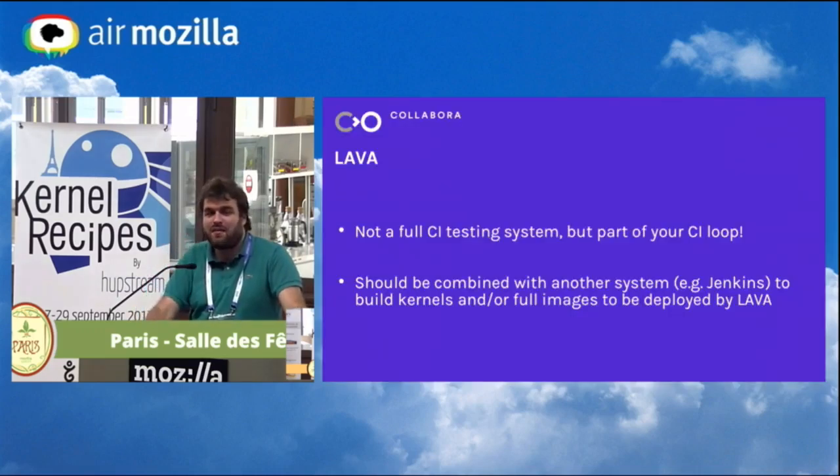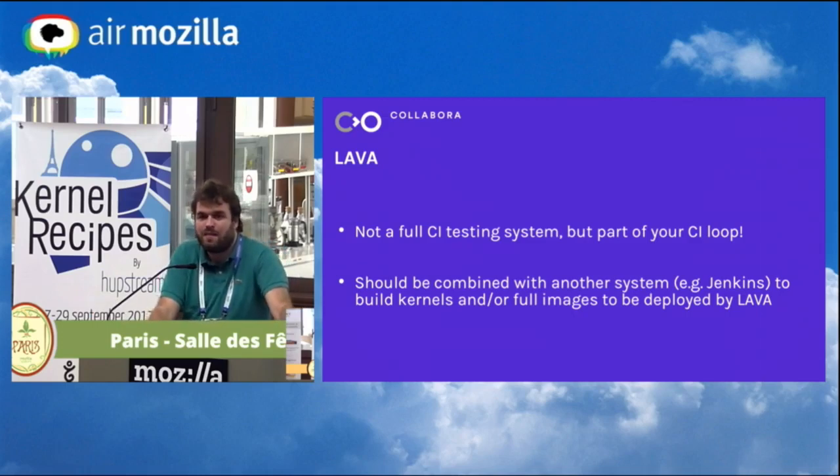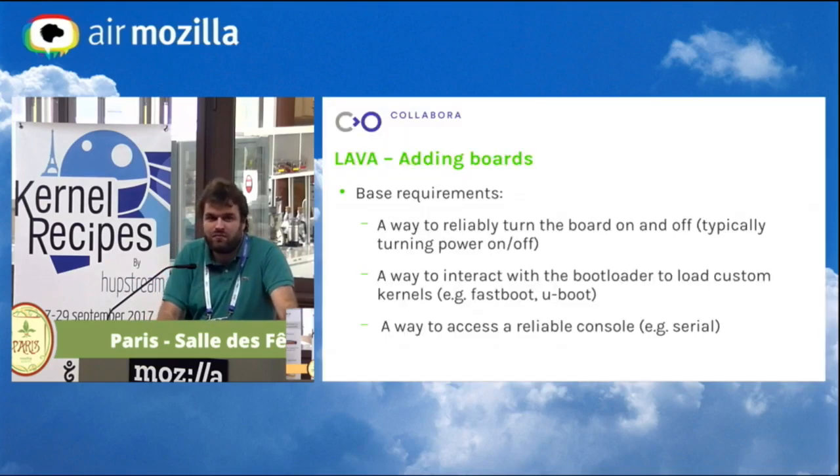I was saying Lava is not a full testing system. It's only a part of the loop, and it needs to be integrated into something that creates the images and manages it. For example, we use Jenkins because it's easy and it's click, click, click, and you get something that works. The whole thing is basically really easy to do.